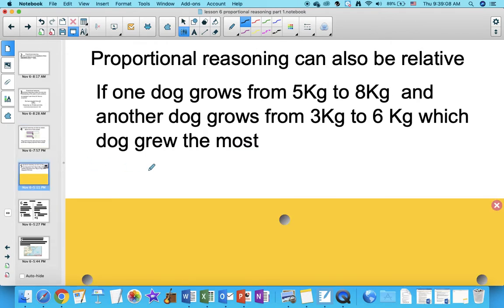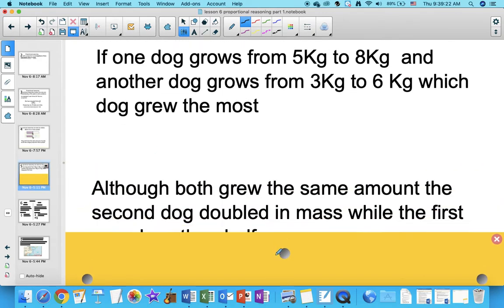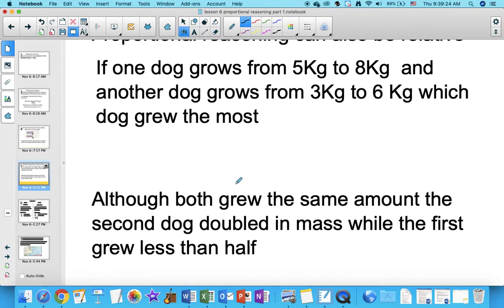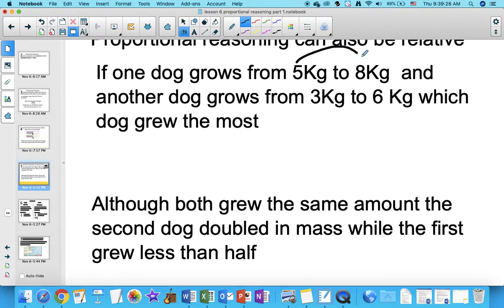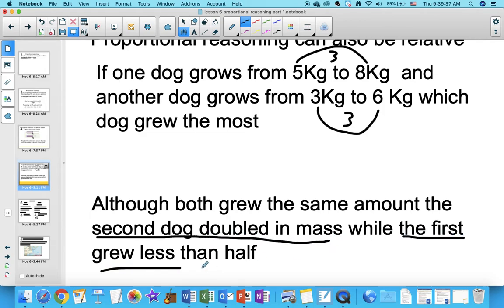Proportional reasoning can be relative in different ways. So we can look at this question and say, if one dog grows from 5 kilograms to 8 kilograms, and another dog grows from 3 kilograms to 6 kilograms, which dog grew the most, right? Although both dogs grew the same amount, right? From 5 to 8 is 3, and from 3 to 6 is also 3, the second dog doubled its mass, while the first one grew less than half, right?